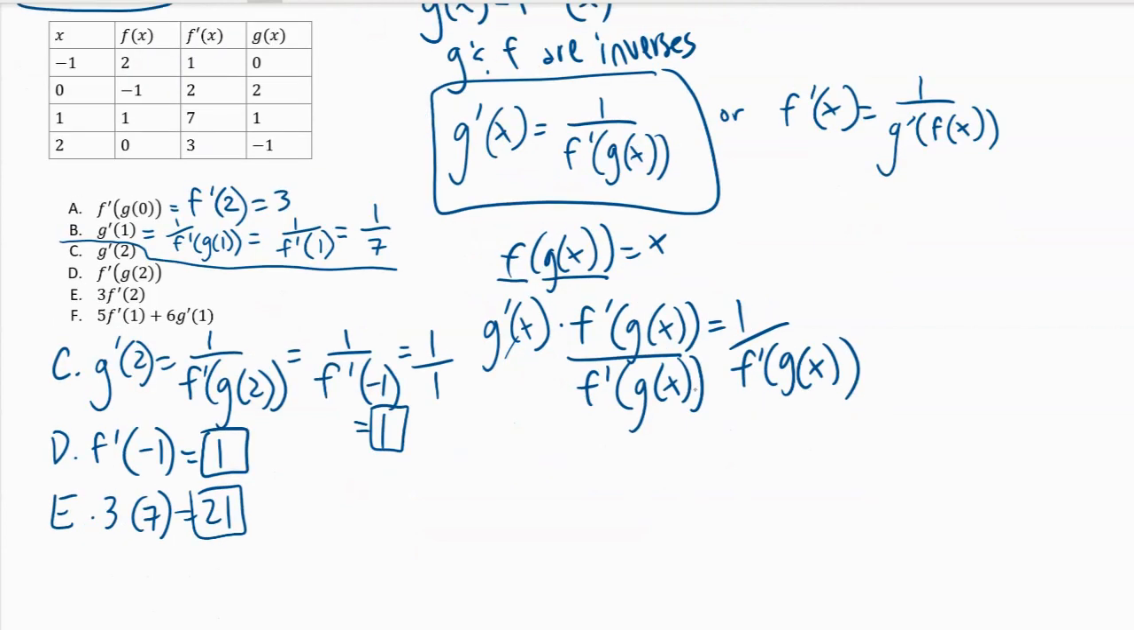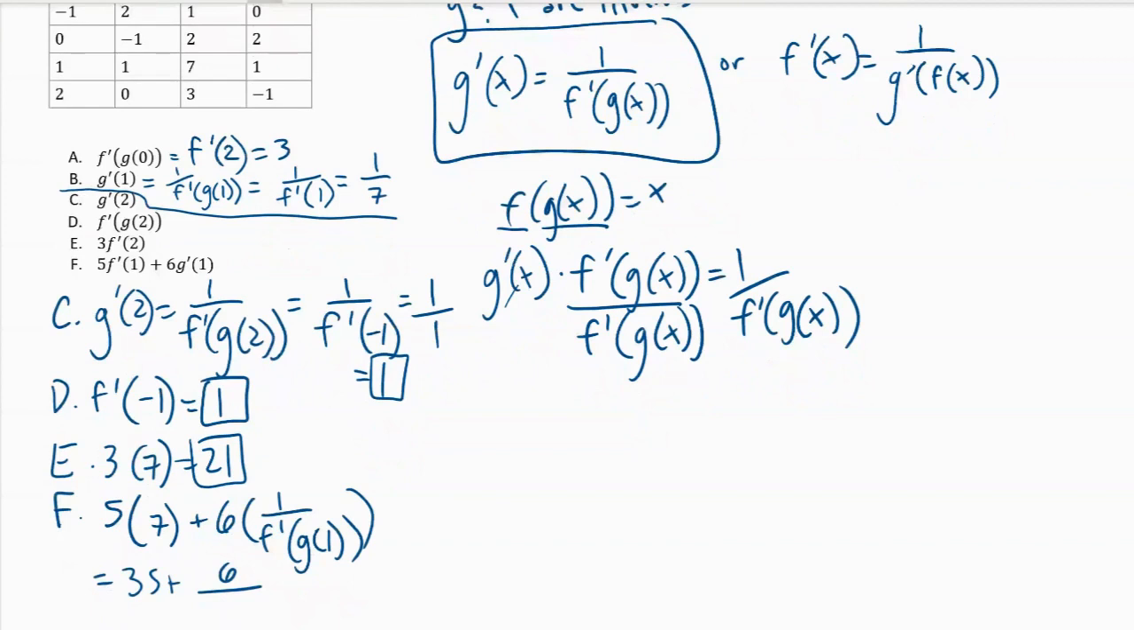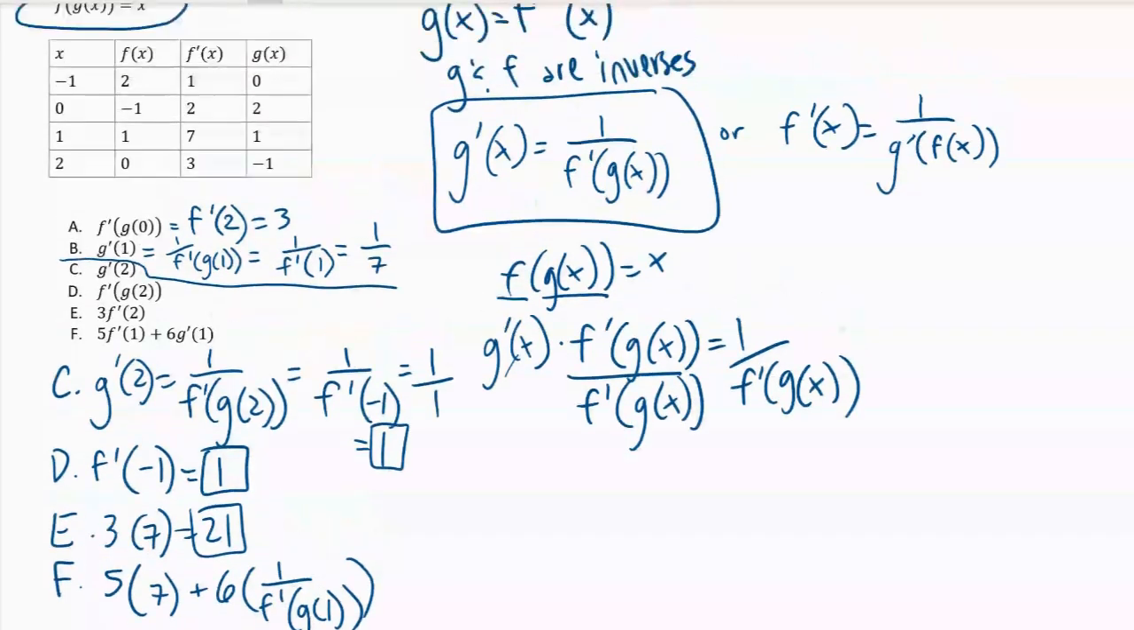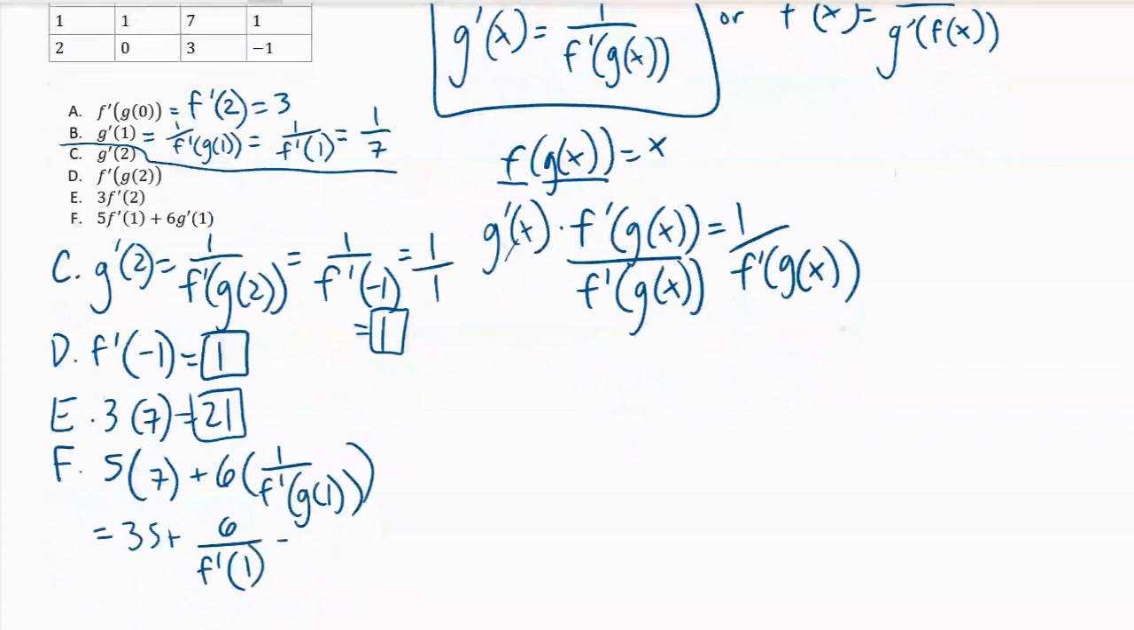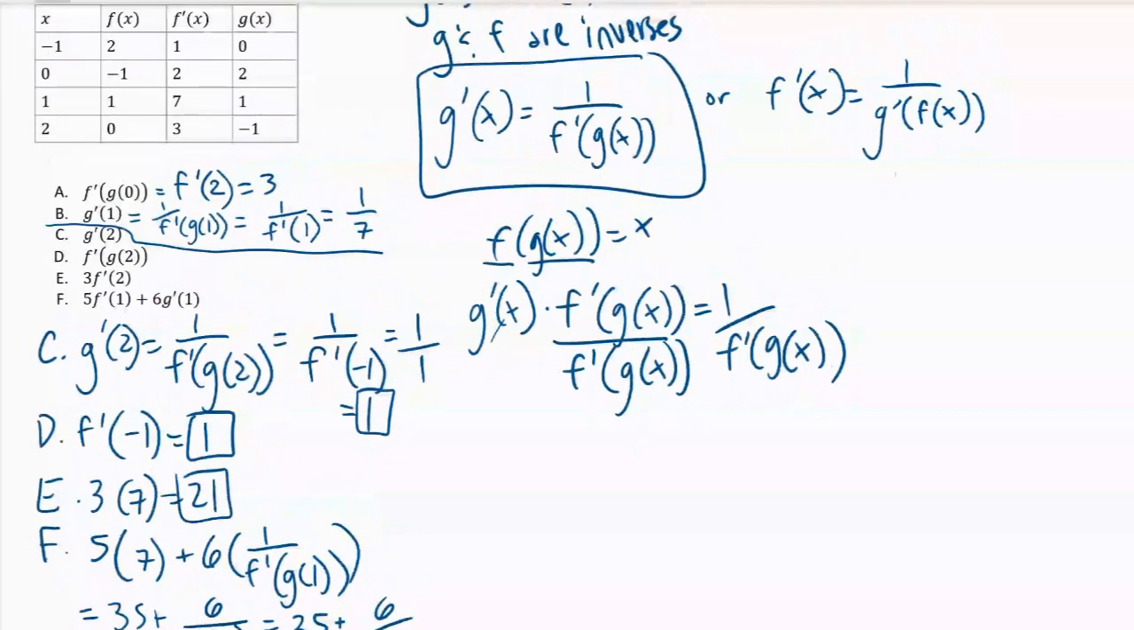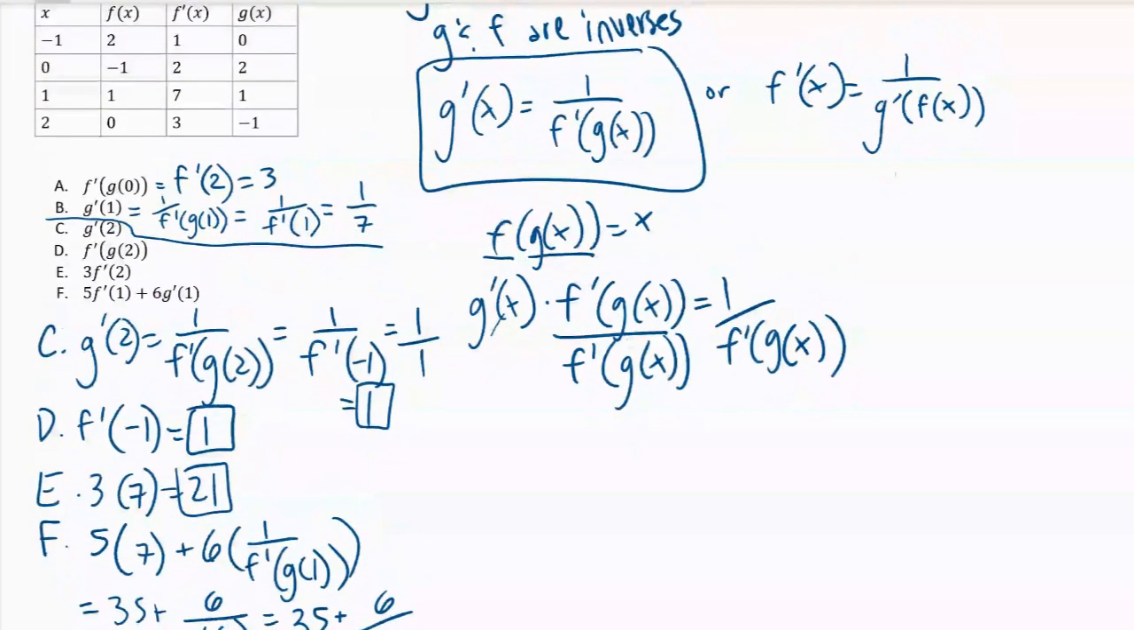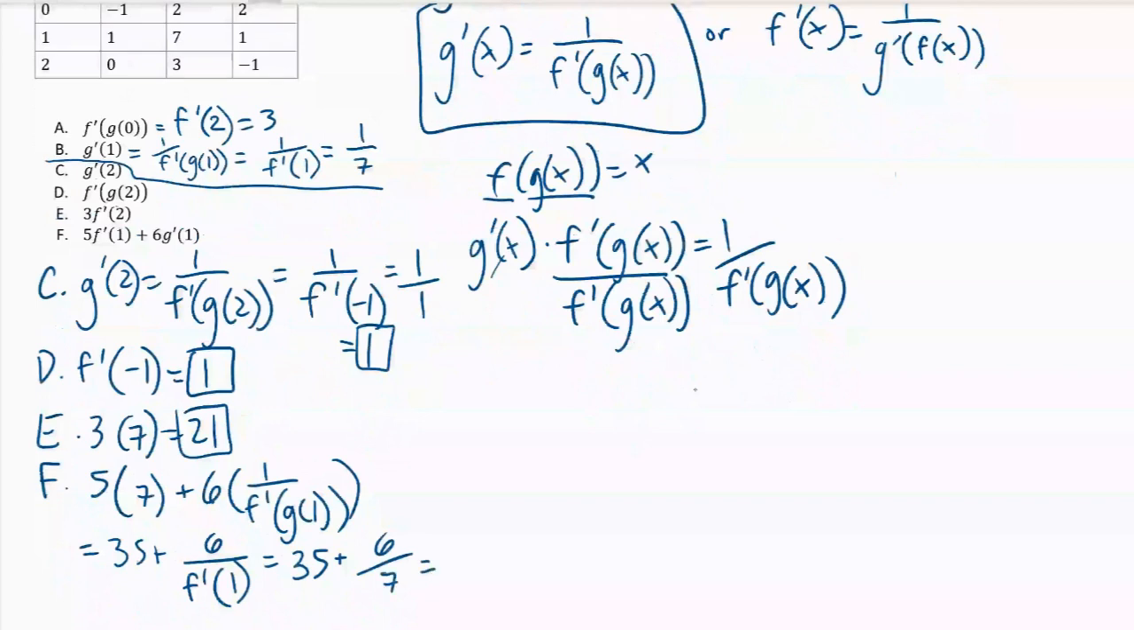And then F, 5 times f prime of 1, which is 7, plus 6 times g prime of 1. So g prime of 1 is 1 over f prime of g of 1. So that's going to be 35 plus 6 over f prime of g of 1, which is 1. By the way, if I'm going too fast, just remember that you can stop the video, slow it down, etc. F prime of 1 is 7. So I get 35 plus 6 over 7, which is fine.